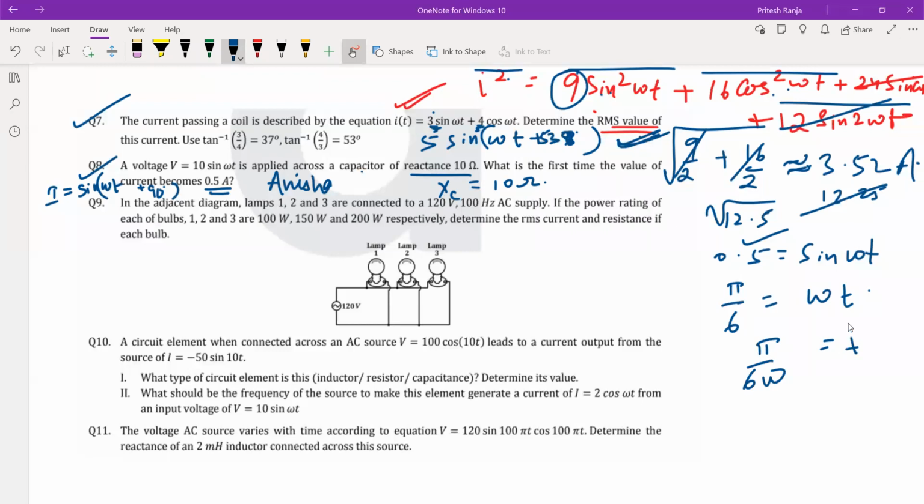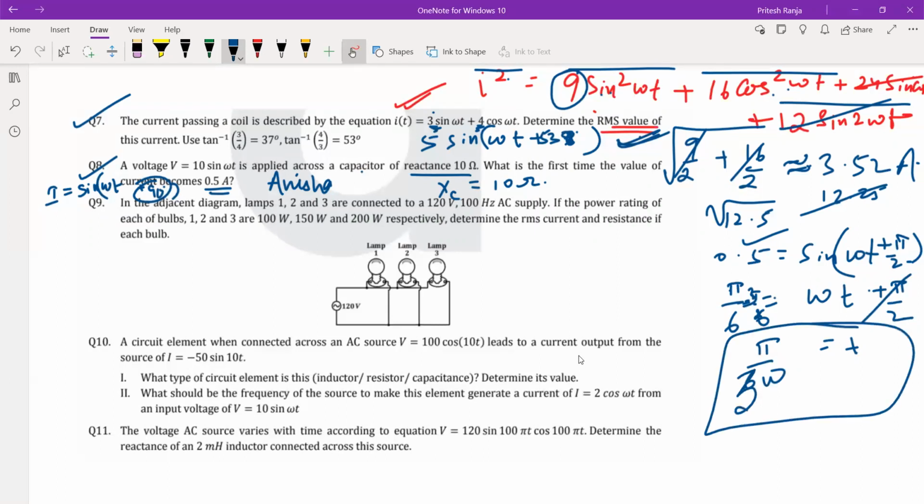Wait, here we forgot this pi by 2, right? Because this 90 degree was also there. We write here pi by 2. Yes. So we will subtract these. What will we get on subtracting? Taking the absolute value, we get 6 3, so 2 pi by 6 and pi by 3 omega will be the answer for the time.